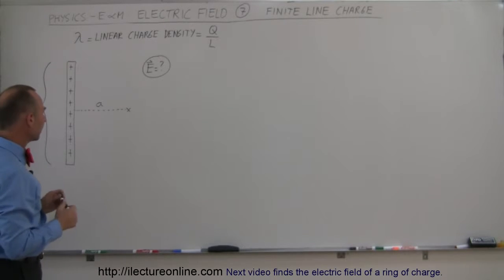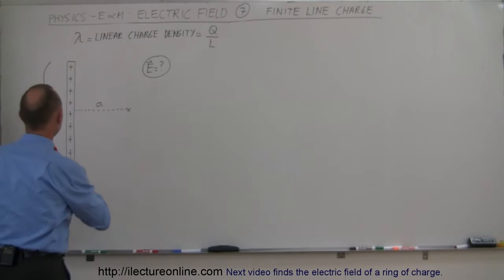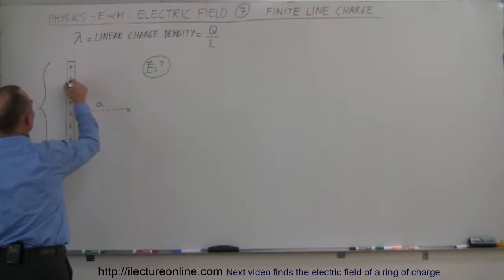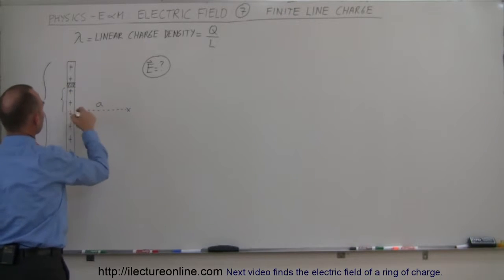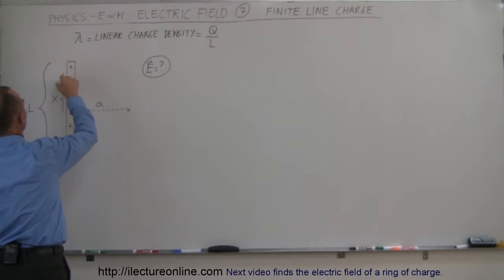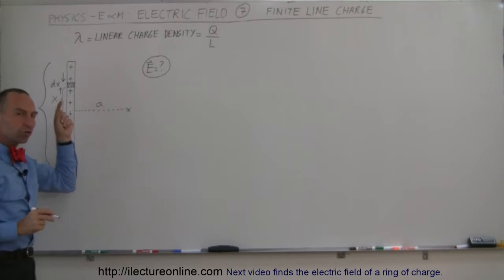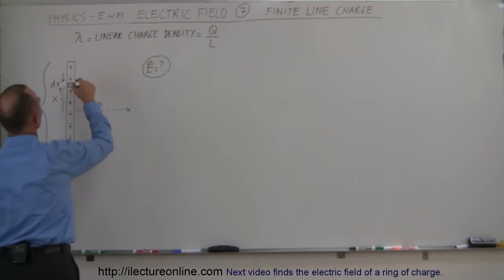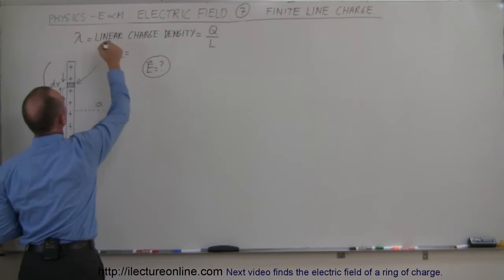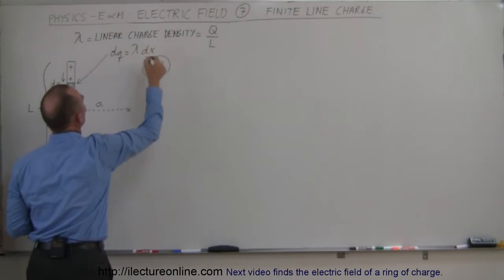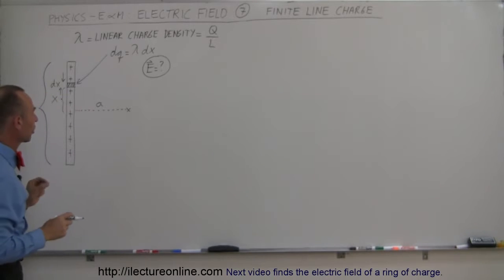All right, the next thing we're going to do is pick a small little segment, let's say this segment right here. It's an infinitesimally small segment, at a distance x away from this point. The length of the segment is a small dx. The amount of charge on that little line segment, called dq, would simply be equal to the linear charge density times the length of that segment, which is dx. So that is the small amount of charge on there.